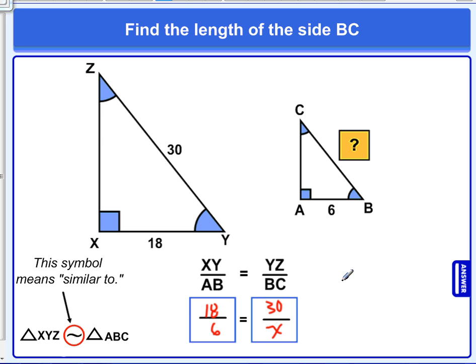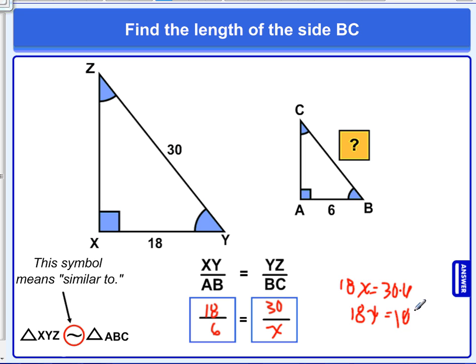proportions and cross multiplying. We can immediately say, all right, I'm going to cross multiply, so I'm going to get 18x equals 30 times 6. So 18x is going to equal 180.